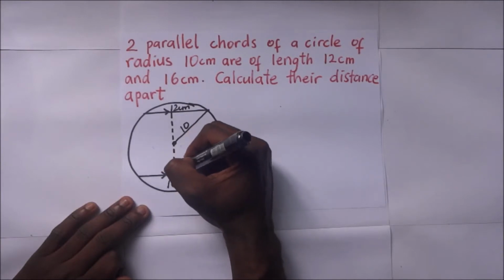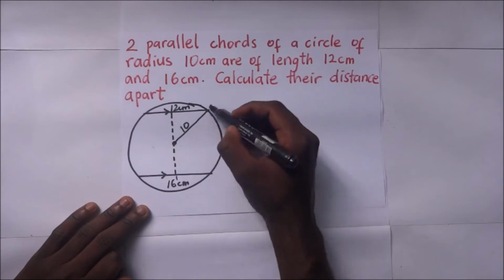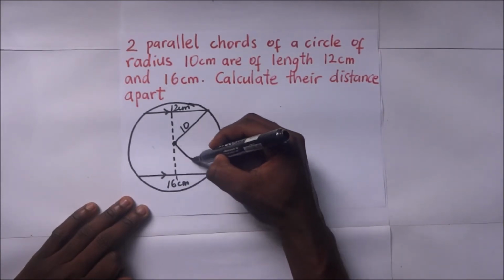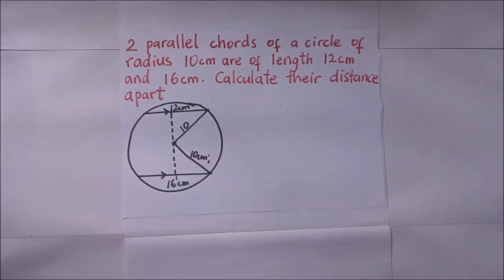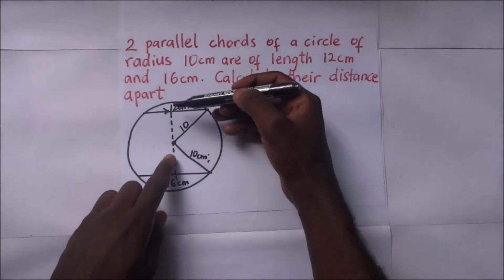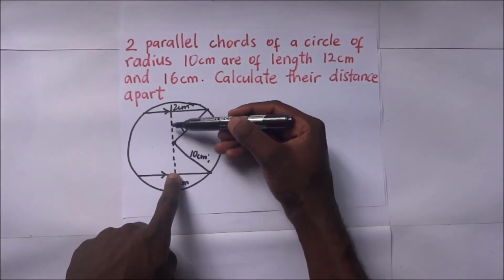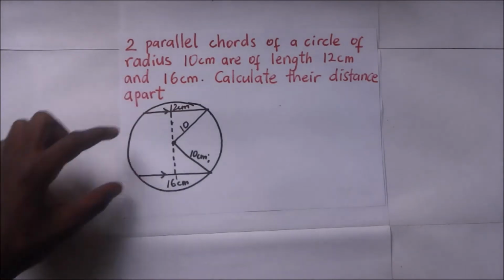But now if the distance from here to the circumference is 10, it means also the distance from here, the radius, to the circumference here is also 10 centimeters. So if they want us to find the distance apart, it's a matter of getting this distance. We also calculate for this distance, and then we add the two distances, and we are able to find the distance between these two chords.